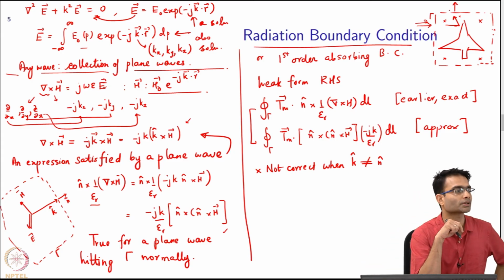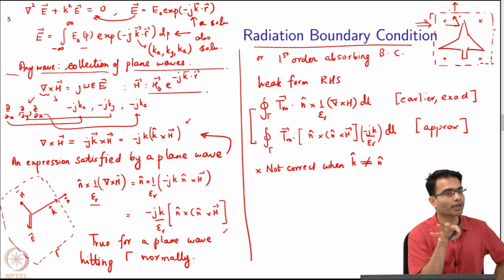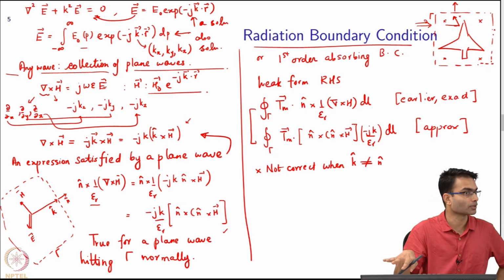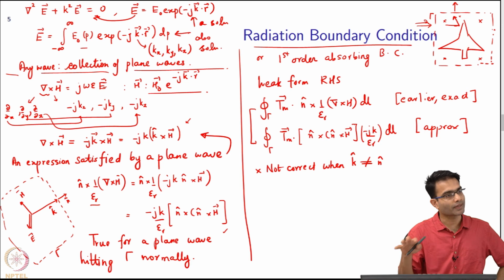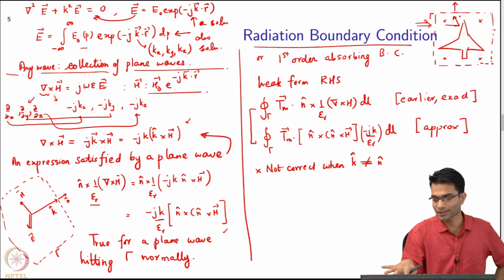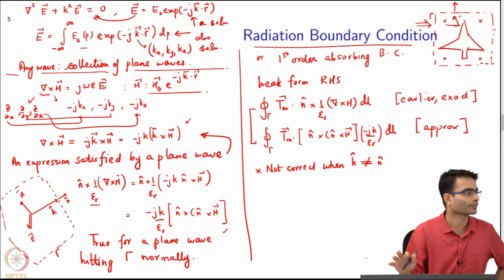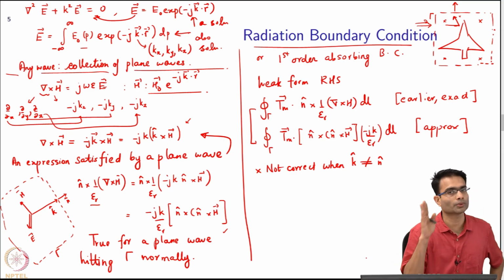But what approximation am I doing? I am assuming as though everything is hitting normally. But I am still using this expression. So this is the price that I am paying for the convenience of a very simple boundary condition. This expression that I have written on the right over here is very simple to implement. The problem is it's exact only at normal incidence.